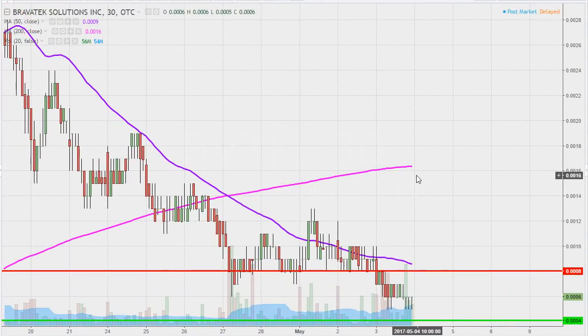But the bears are now definitely in full control. And the easiest way for the bulls to kind of change that is prices got to get back up above 0008 and then get back up above that purple line too. So still a couple days left this week. We'll see what the bulls do with it.